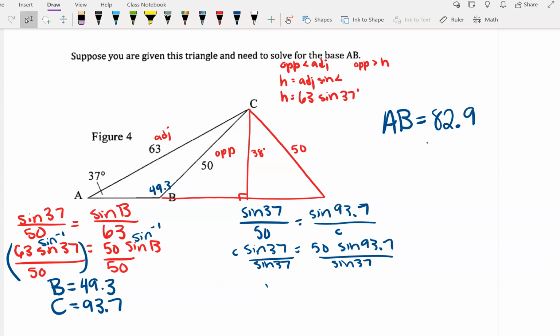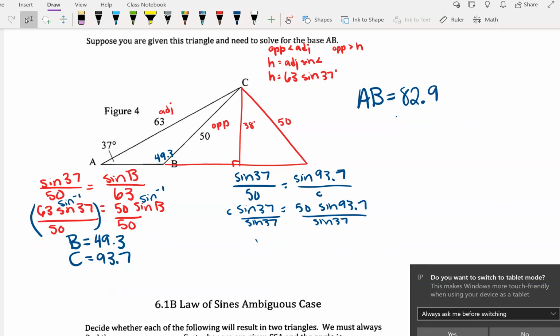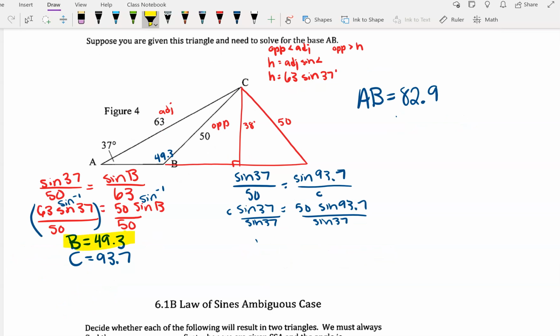All right, so that was just the first time. Now we have to find it for our second triangle. So what we need to do is go back to this first B that we found. And clearly, this wouldn't be drawn to scale if this was 49.3. The 49.3 should really be probably this angle. So we're going to find this angle, subtract 49.3 from 180.